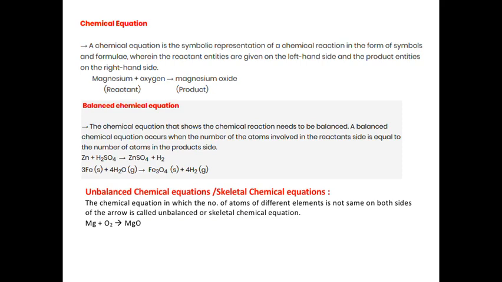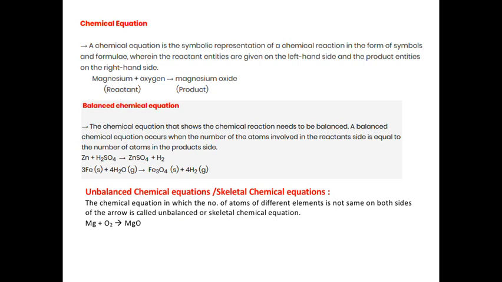A chemical equation is basically divided into two types, that is, balanced chemical equation and skeletal or unbalanced chemical equation. In a balanced chemical equation, the number of atoms on the reactant side must be equal to the number of atoms on the product side. Why is it so? Because to satisfy the law of conservation of mass, which states that mass can neither be created nor destroyed in a chemical reaction. So we have to balance each and every equation.